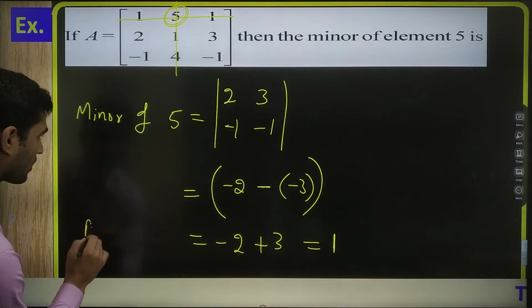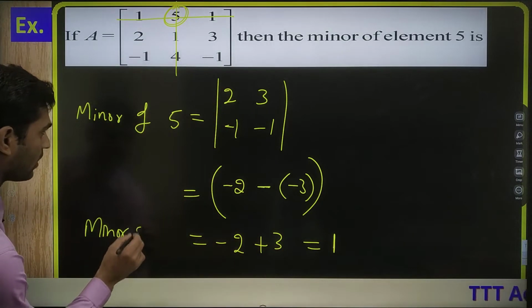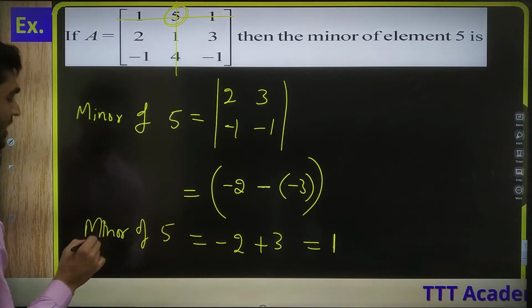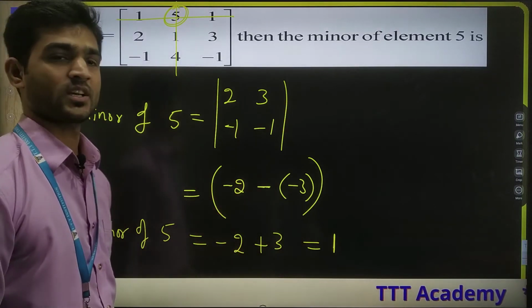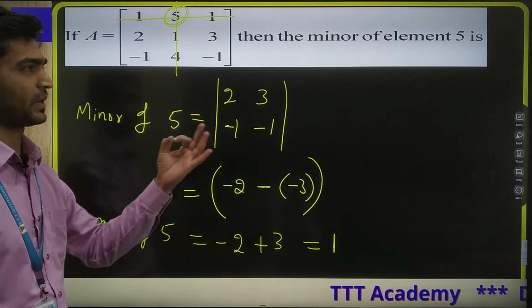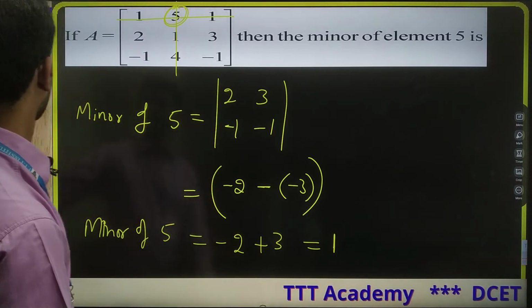Therefore, minor of 5 is 1. That is the answer. See, it is a simple way. Simply we can keep finding minors and cofactors.